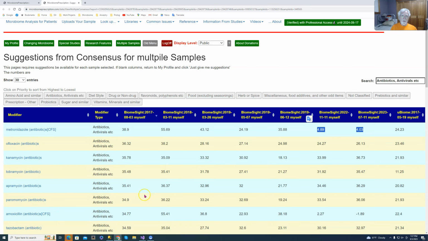So it's, again, it gives you information. It doesn't give you a quick answer. It allows you to understand what is happening and how suggestions are changing over time. And the changing of suggestion over time is reflective of your microbiome changing.